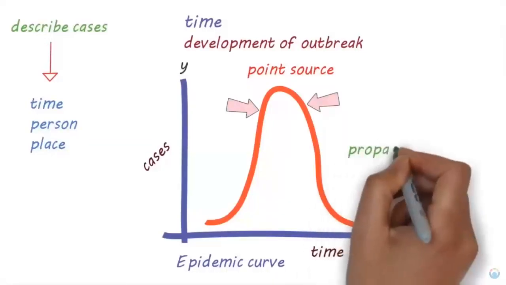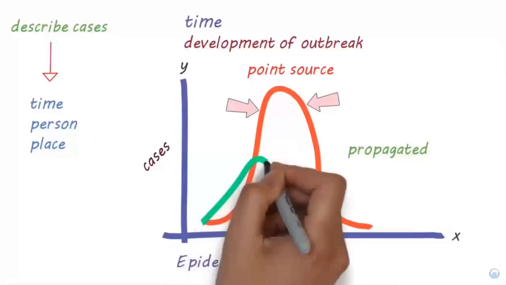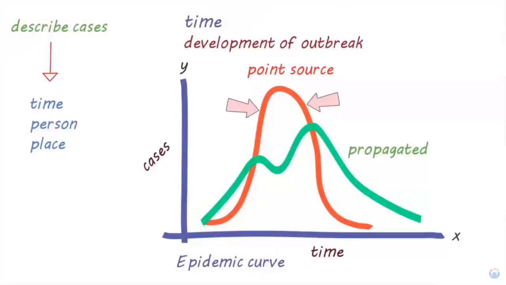The other one is a propagated outbreak. This pattern is common in outbreaks where the infection is passed from person to person and the first wave of infections is a source for the next wave. The typical pattern of this curve is a series of progressive peaks of illness.